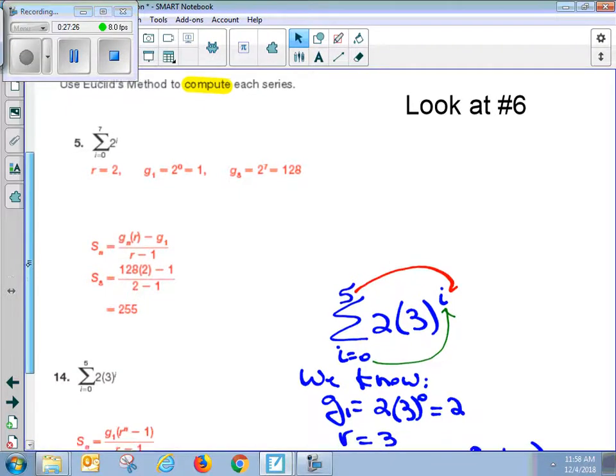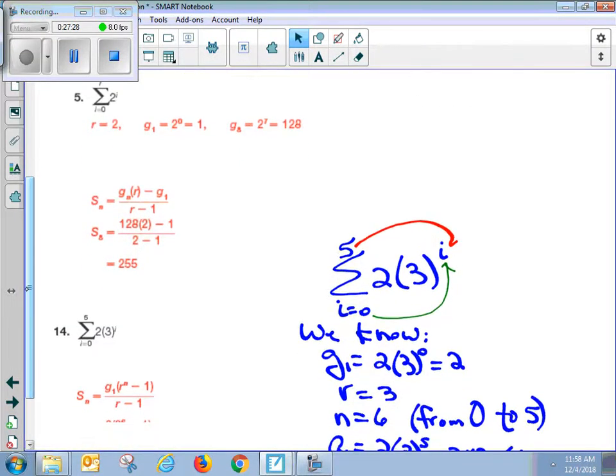Okay, on my number 14, I rewrote it big over there in blue as well. Please tell me how many terms there are. 6, right? And what is your ratio? What is the ratio? 3. How do I know? It's the one with the exponent. I keep saying that because sometimes there'll be an extra value.